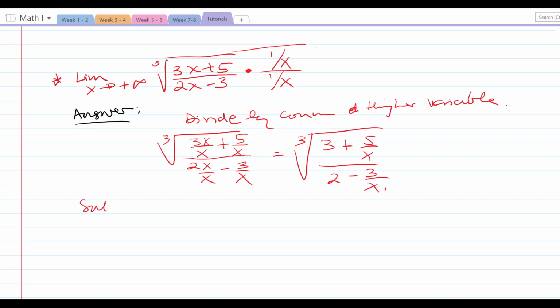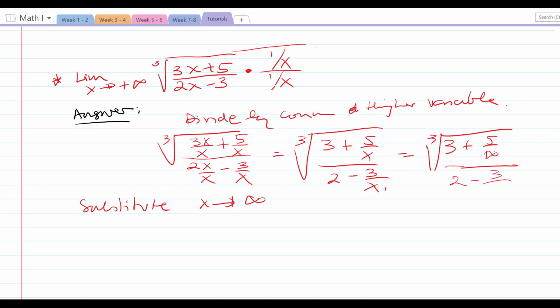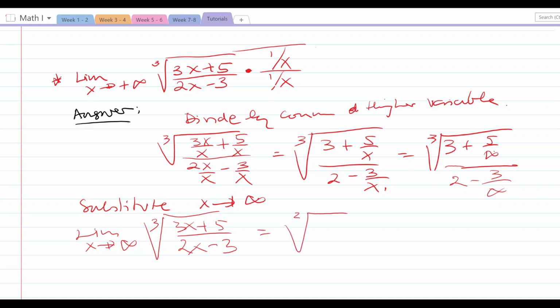So substitute the value of x equals infinity. Now we have square root of 3 plus 5 over infinity is 0, and then in here we have 2 minus 3 over infinity, also 0. So the answer for that is, the limit as x approaching infinity of square root of 3x plus 5 over 2x minus 3 equals square root of 3 over 2. That's the answer.